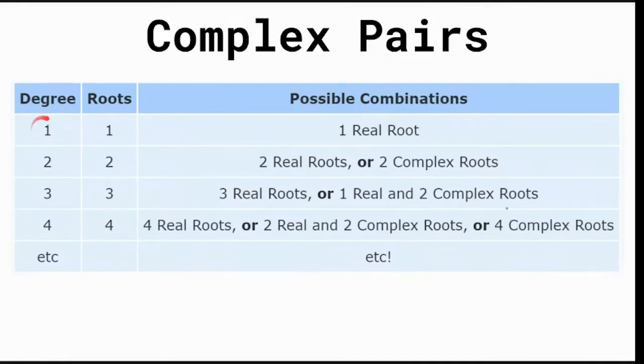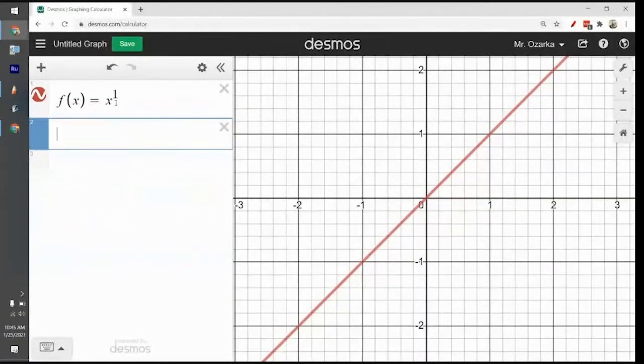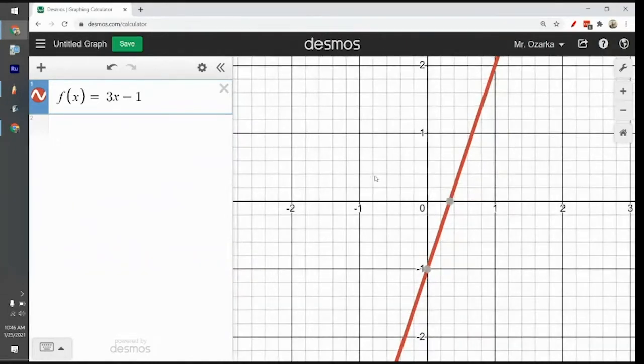But if you have a degree of 1, that's linear. That's x to the 1st. It's linear. There's only 1 root. If you can imagine a graph, let's just say 3x minus 1. There is only 1 solution right there. It's impossible to have more than 1 with it still being linear.